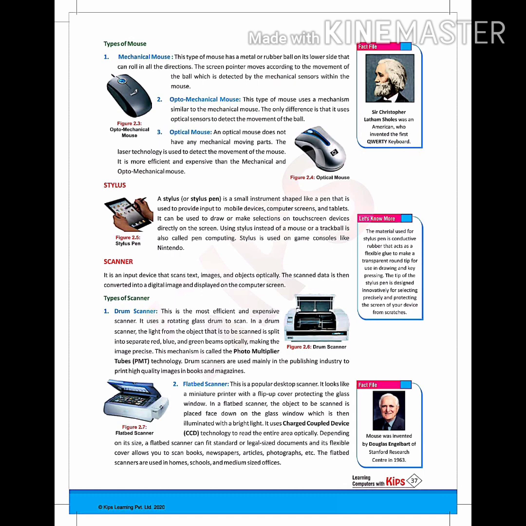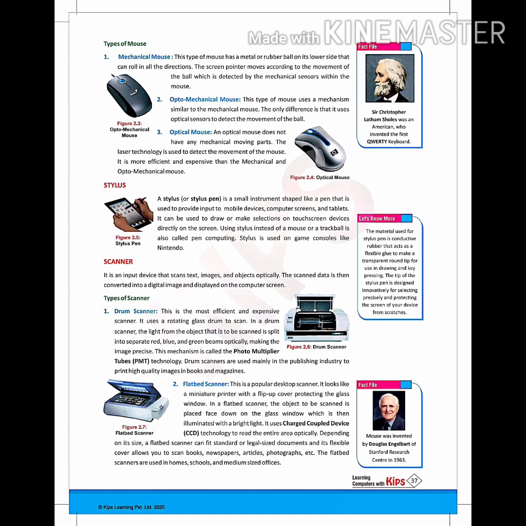The next input device is a scanner. It is an input device that scans text, messages, and objects optically. The scanned data is then converted into a digital image and displayed on the computer screen. There are certain types of scanners: drum scanner, flatbed scanner, and handheld scanner. Drum scanner is the most efficient and expensive scanner. It uses a rotating glass drum to scan. In a drum scanner, the light from the object that is to be scanned is split into separate red, blue, and green beams optically, making the image precise.